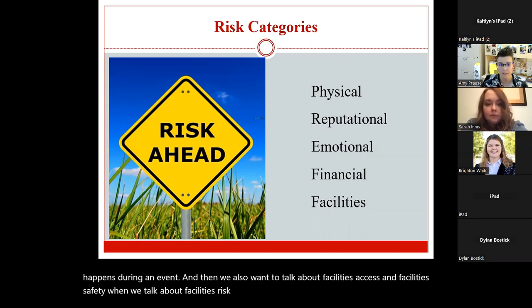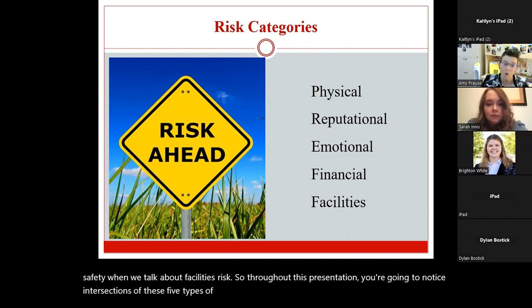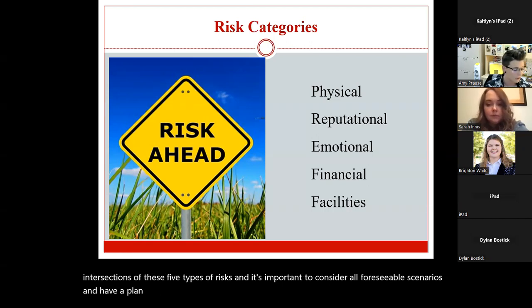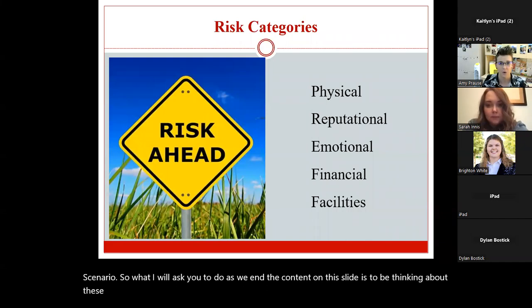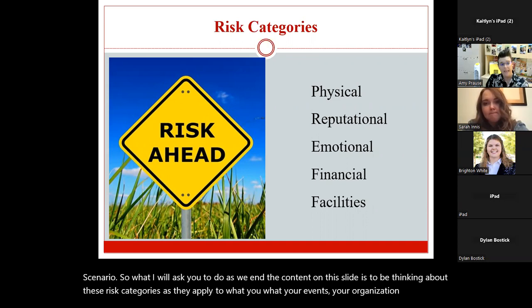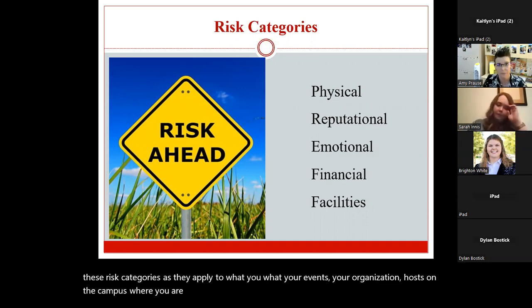So throughout this presentation, you're going to notice intersections of these 5 types of risks. It's important to consider all foreseeable scenarios and have a plan of action in place to handle a range of risk-related scenarios. So what I will ask you to do as we end the content on this slide is to be thinking about these risk categories as they apply to the events your organization hosts on the campus where you are located. Okay.